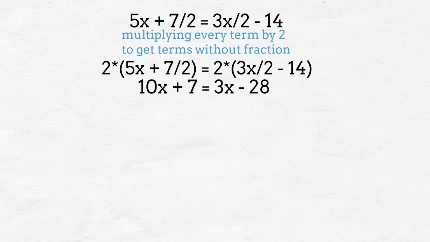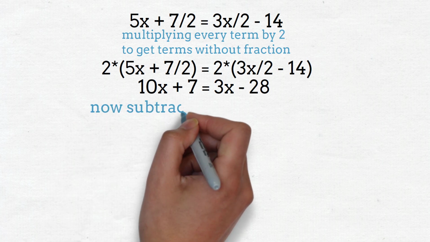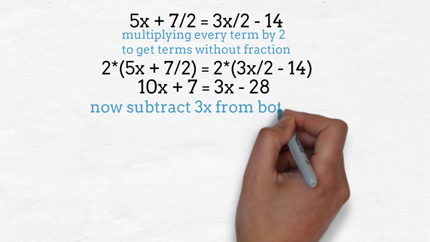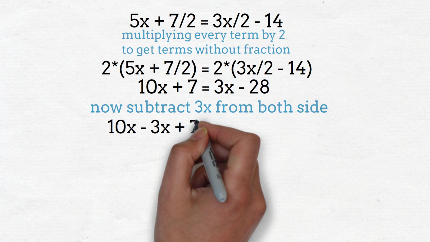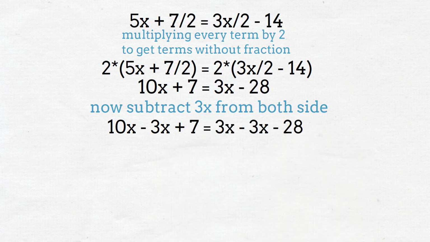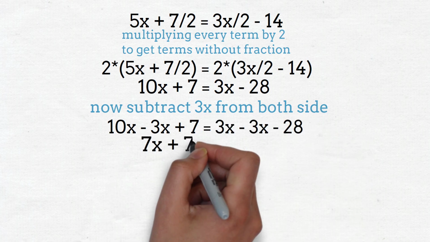Now transposing 3x to the left-hand side, or by subtracting 3x from both sides, 10x minus 3x plus 7 is equal to minus 28. 7x plus 7 is equal to minus 28.